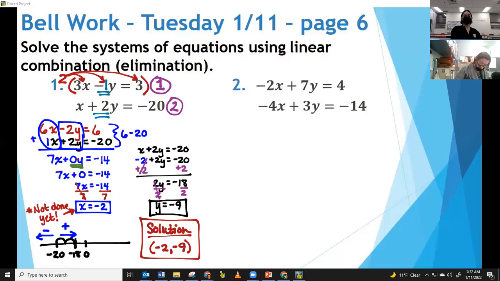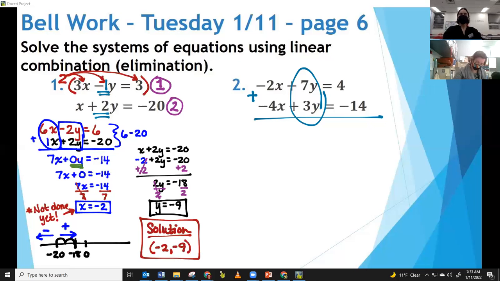If I add these 2 equations together, will my x's cancel out? Give me a yes or no in the chat, y or n. If I add these 2 equations together, no. Negative 2 and negative 4 gives me negative 6, not 0. What about my y's? If I add these 2 together, will my y's cancel out? Nope, still a no. 7 plus 3 is 10. So I'm going to have to do some multiplying before I add these together.